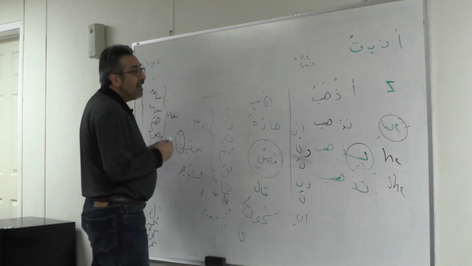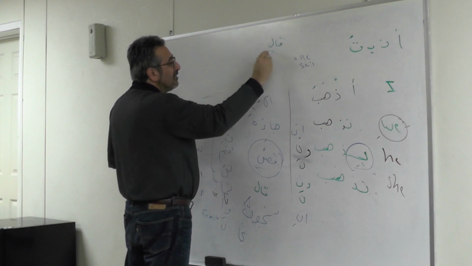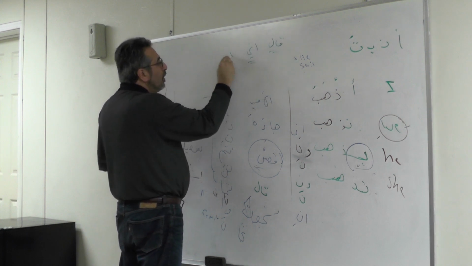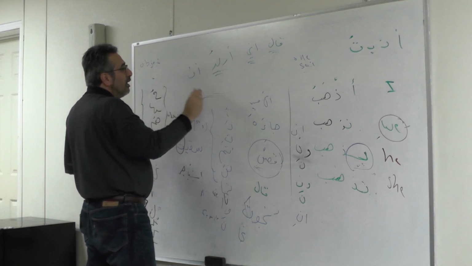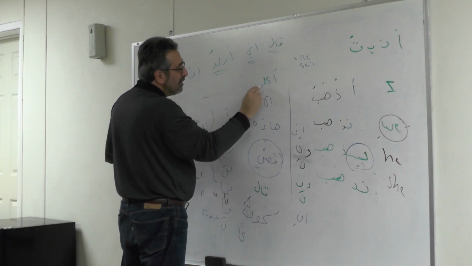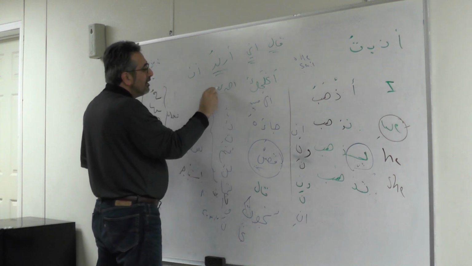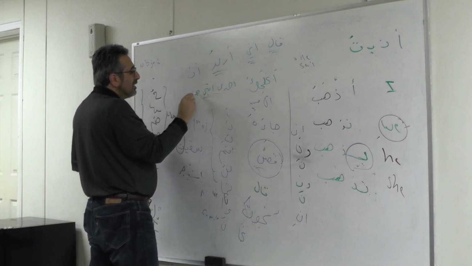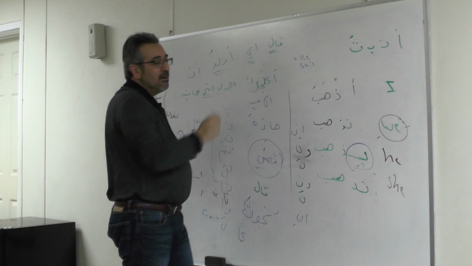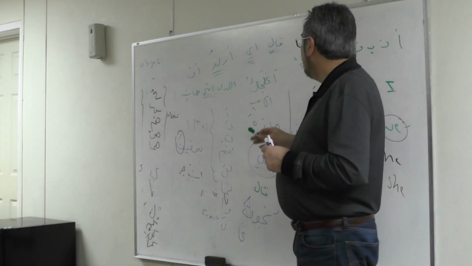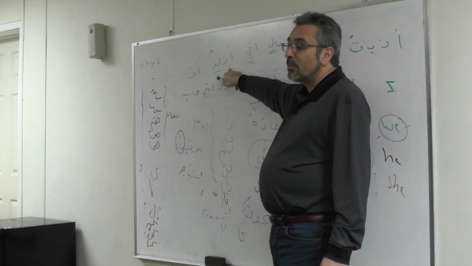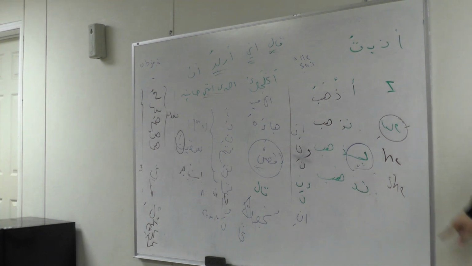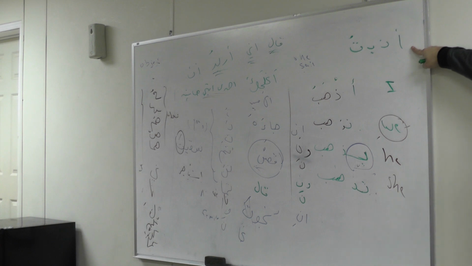goes back and he says, قال إني أريد أن أنكحك إحدى ابنتي هاتين. قال, he said, إني, I, أريد, want. Is this present or past? Present. And who's the subject? I want.